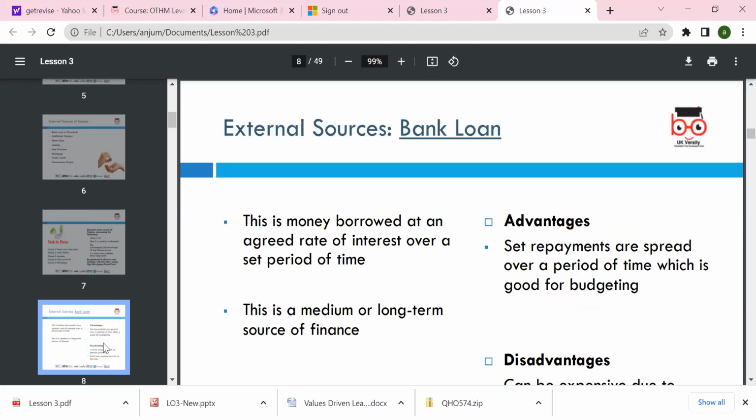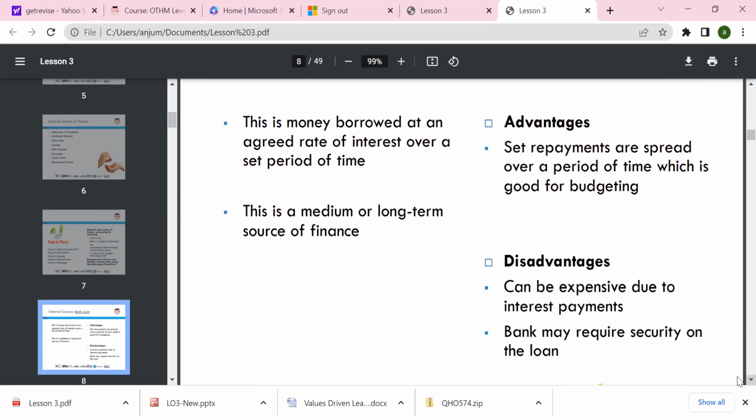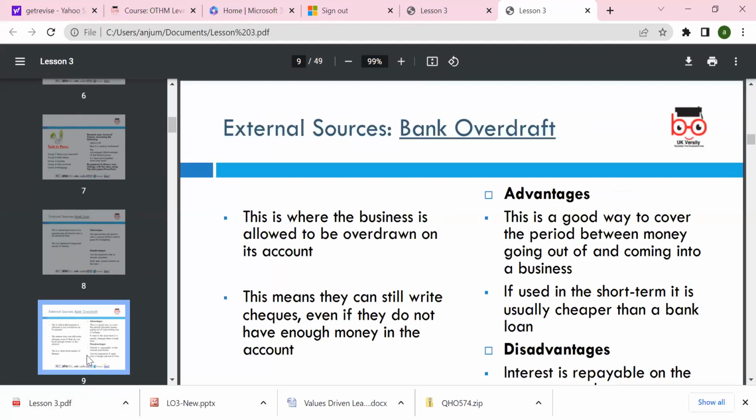Okay, so external sources of finance, which is bank loan. This money is borrowed at an agreed rate of interest over a set period of time. Set repayments over the period of time, and disadvantages can be that interest is involved. If you can't afford it, it can be liquidated, it can be more expensive, and the bank requires security. That's crucial.